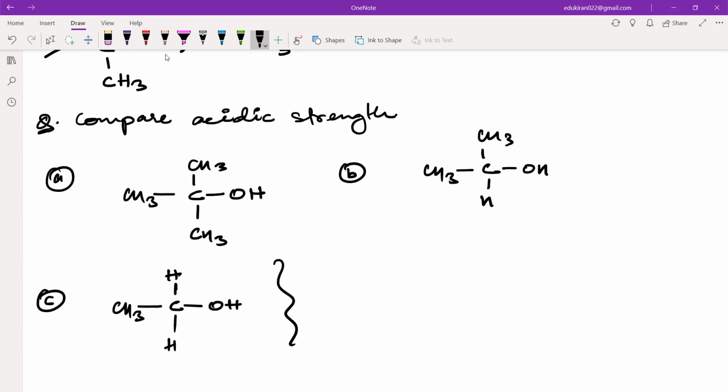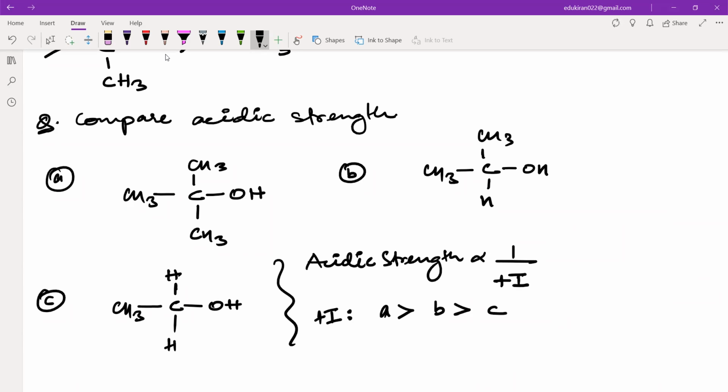Here we can see acidic strength is inversely proportional to plus I. First of all, you write only the order of plus I. The order of plus I will be A is the most plus I, followed by B and followed by C. So the acidic strength will be reversed because it is inversely proportional. So write A, then B, and then C.